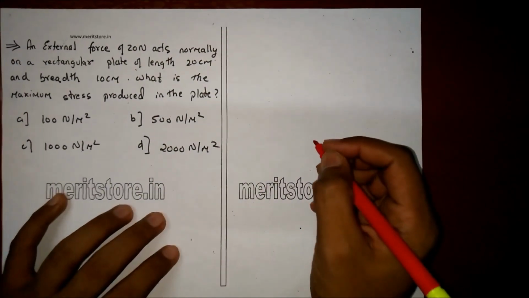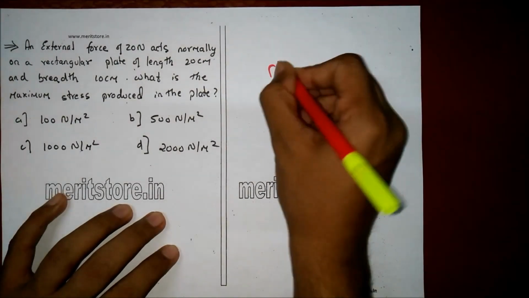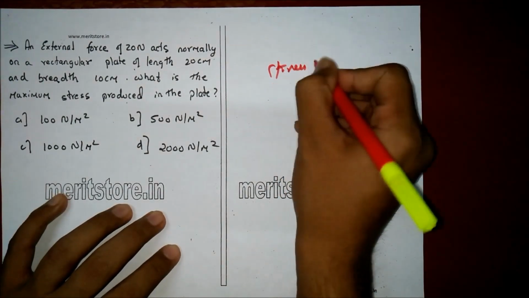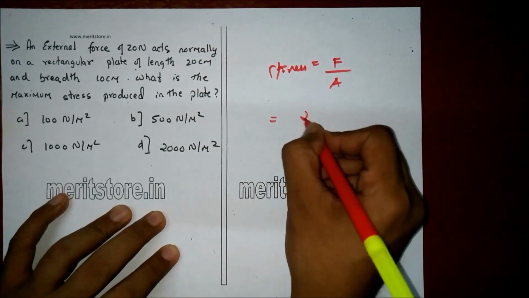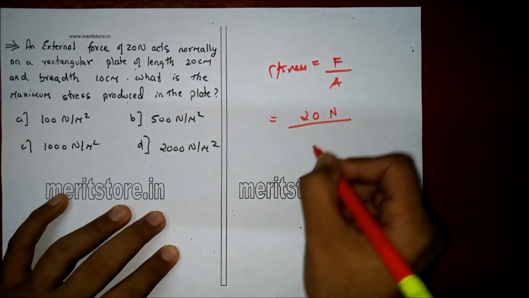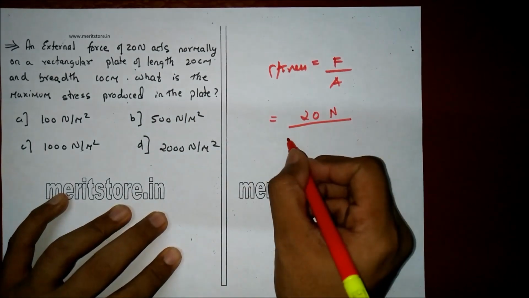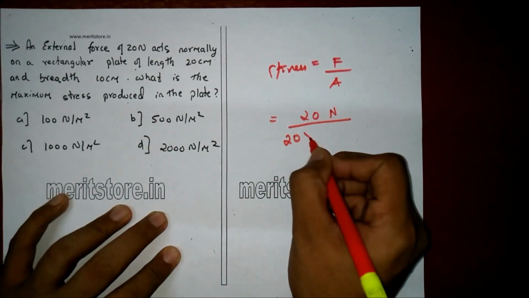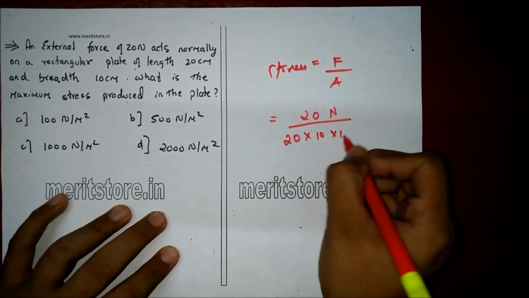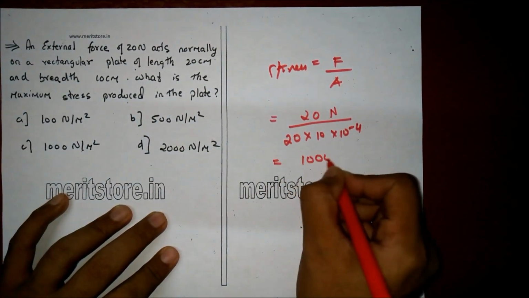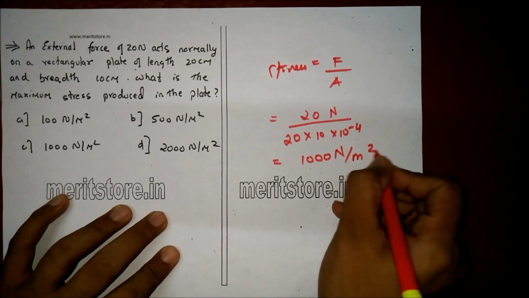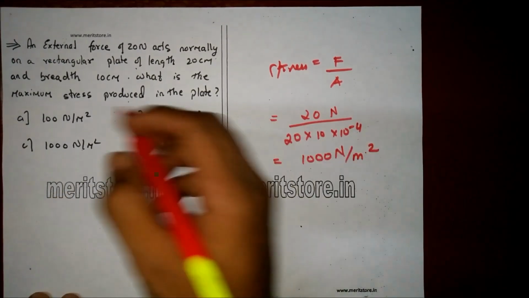Now, the stress is given by the formula force upon area. Now here the force acting is 20 newtons. However, no area is given, but the length and breadth are given. The area is length into breadth, which is 20 into 10 raised to minus 4 meter square, which gives 1000 Newton per meter square. Therefore, here the correct answer is option C.